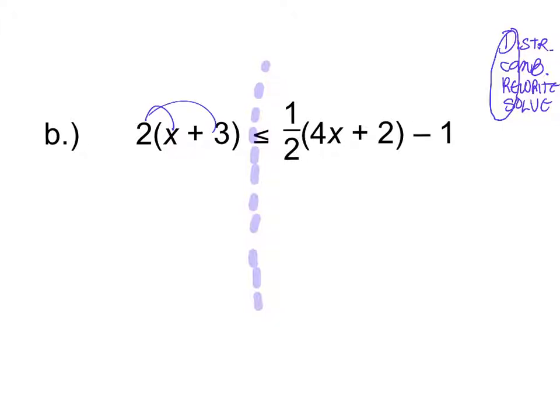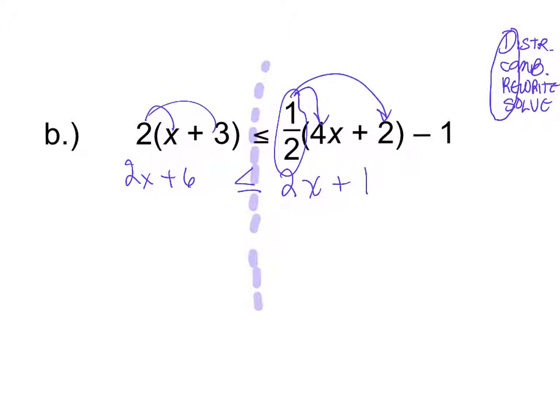Step 1, distribute. 2x plus 6, rewrite your symbol. Half of 4 is 2x, half of 2 is plus 1. Rewrite that minus 1. So distributing is done.